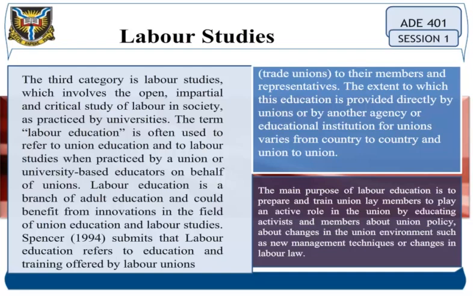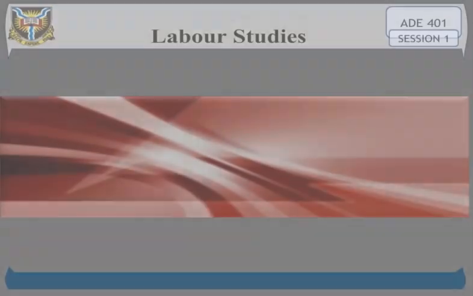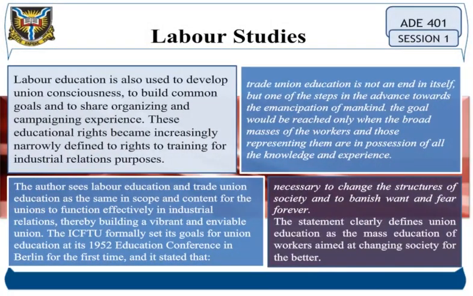The main purpose of labor education is to prepare and train union lay members to play an active role in the union by educating activists and members about union policy, and about changes in the union environment such as new management techniques or changes in labor law. Labor education is also used to develop union consciousness, to build common goals, and to share organizing and campaigning experience. These educational rights became increasingly narrowly defined to rights to training for industrial relations purposes.